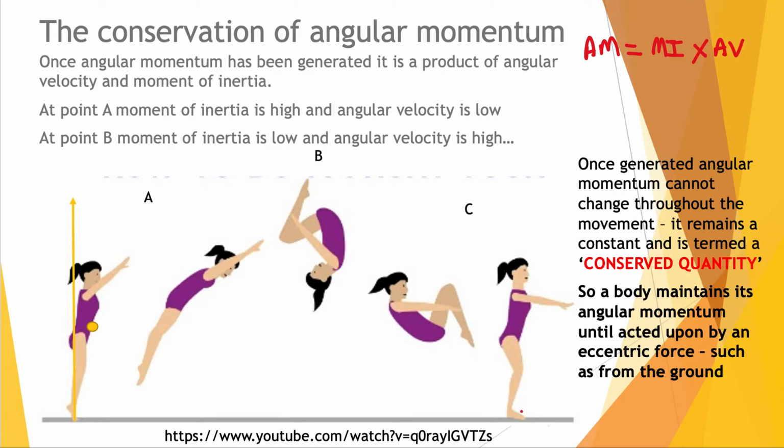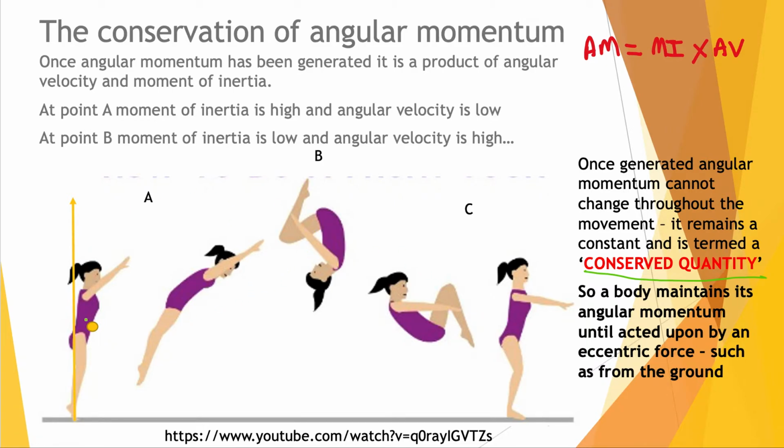It will only change when there's an application of an eccentric force, according to the angular analogue of Newton's first law. It remains a constant, and the term for that is a conserved quantity. And again, that's really important. So we say that angular momentum is a conserved quantity throughout a jump or a somersault or any time a body is in the air.